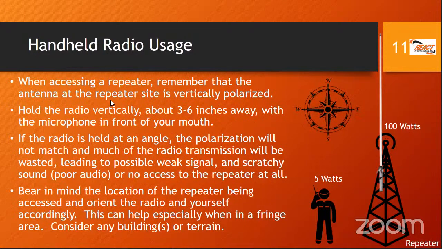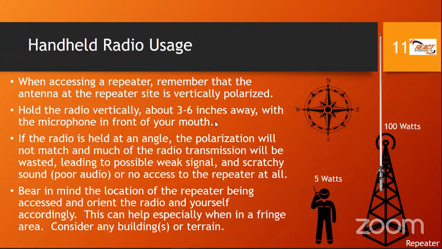So that's the first point. Remember that the antenna, the repeater site, is vertically polarized. So you want to hold the radio vertically about 3 to 6 inches or so away from your mouth, right? Remember always that the microphone should be right in front of your mouth.